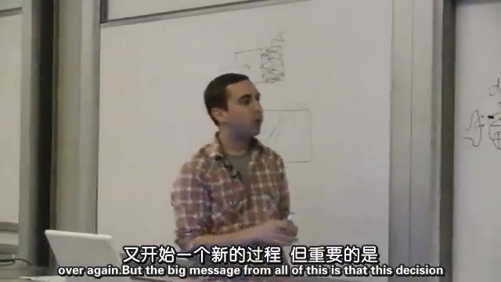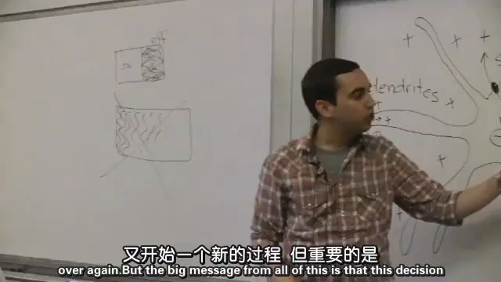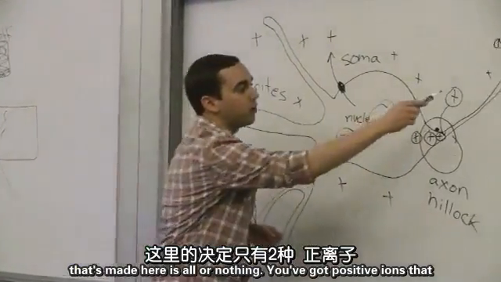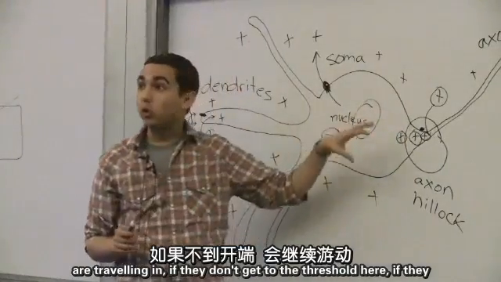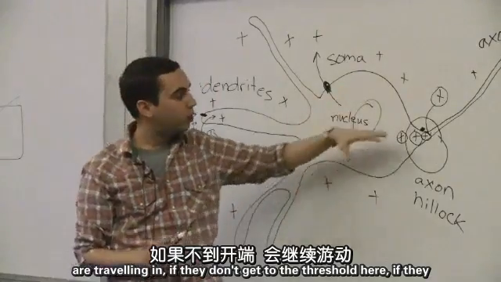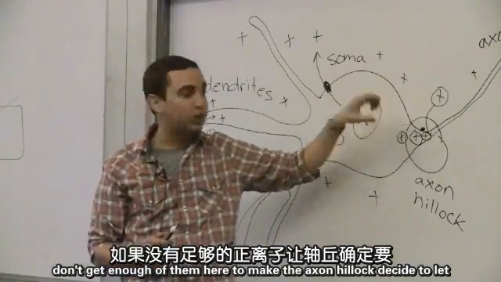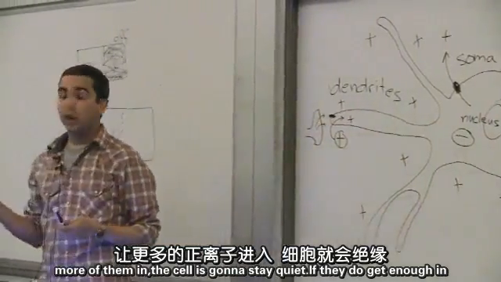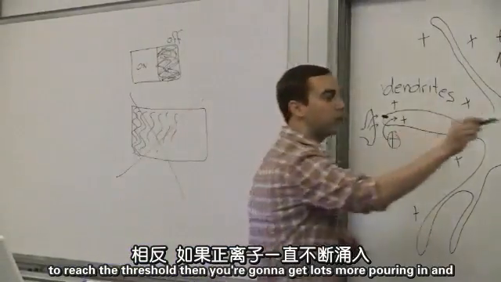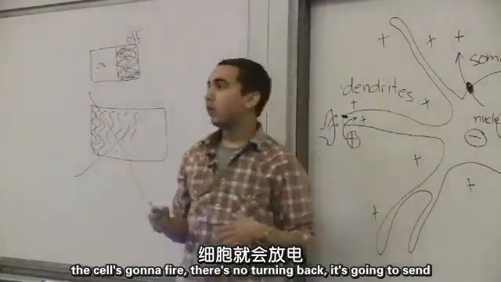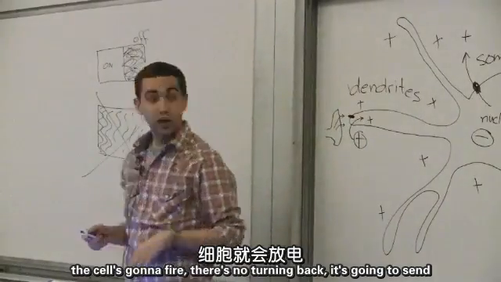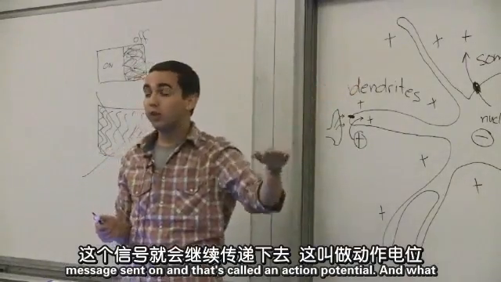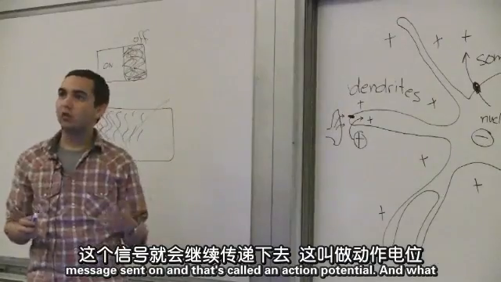But the big message from all of this is that this decision that's made here is all or nothing. You've got positive ions that are traveling in. If they don't get to the threshold here, if they don't get enough of them here to make the axon hillock decide to let more of them in, the cell's going to stay quiet. If they do get enough in to reach threshold, then you're going to get lots more pouring in, and the cell's going to fire. There's no turning back. It's going to send the signal down its axon to the terminal, and you're going to get the message sent on. And that's called an action potential.